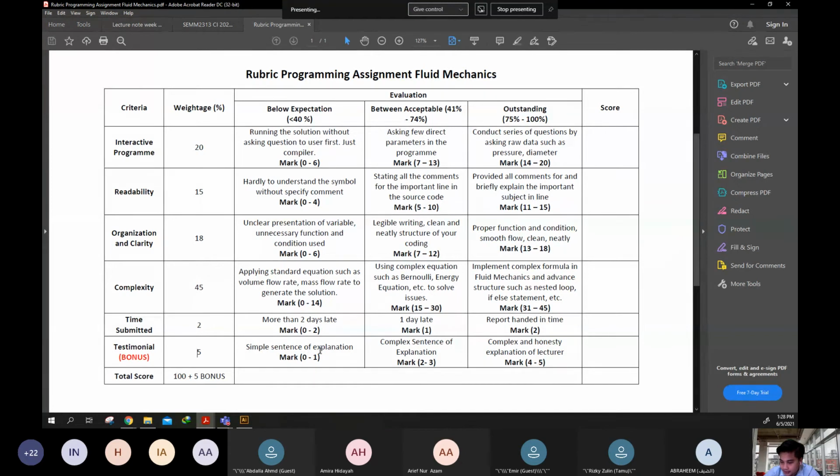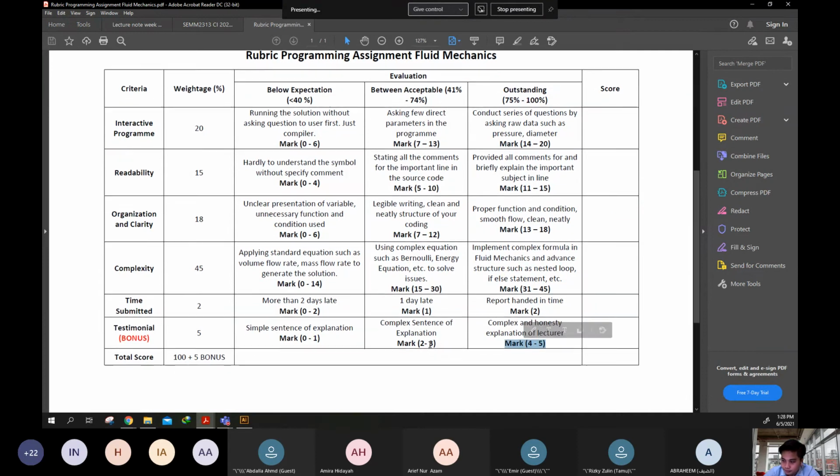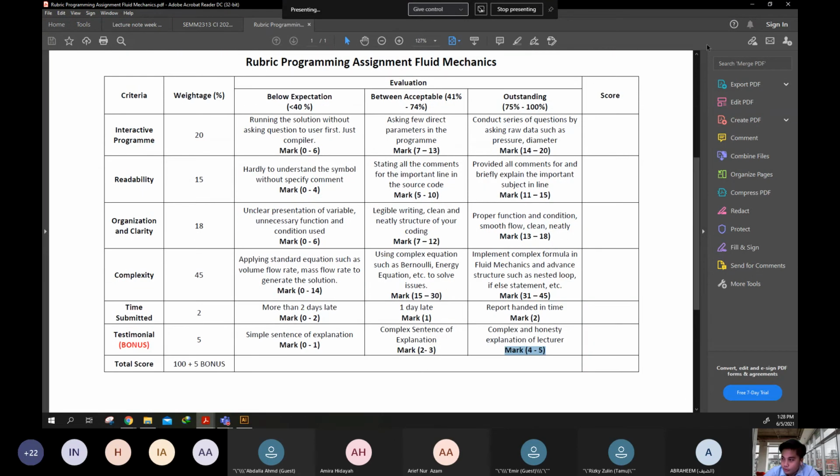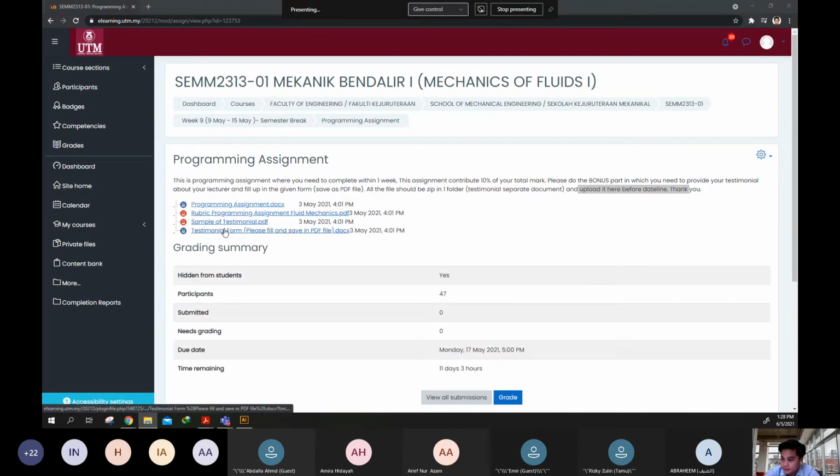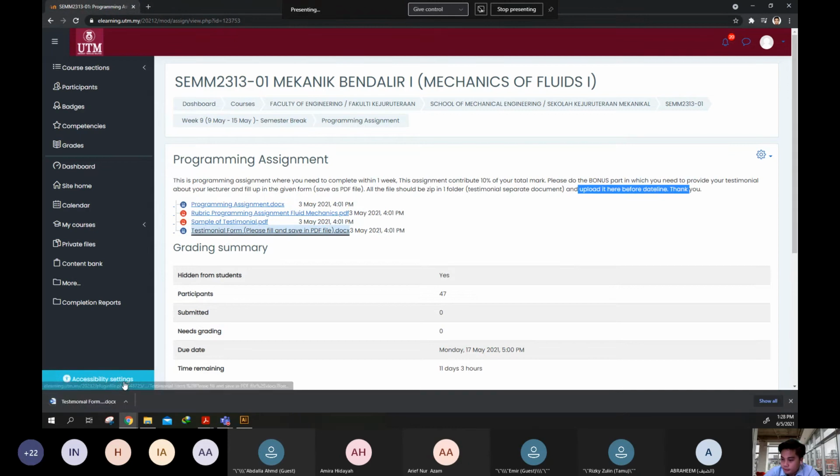Simple sentence and explanation: 0 to 1. Complex sentence and explanation: 2 to 3. And complex and honest explanation of the lecturer: 4 to 5. Okay. So how to do that? You go to this one, the testimonial form.